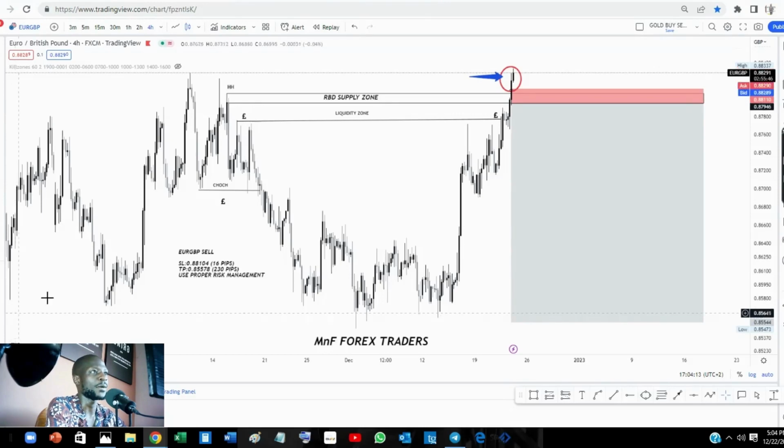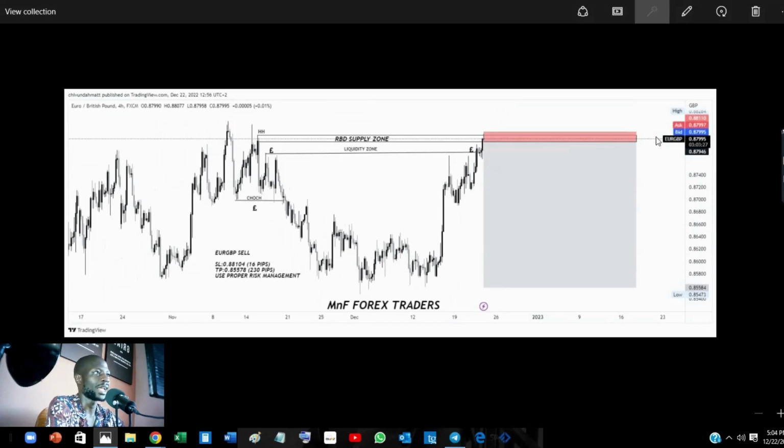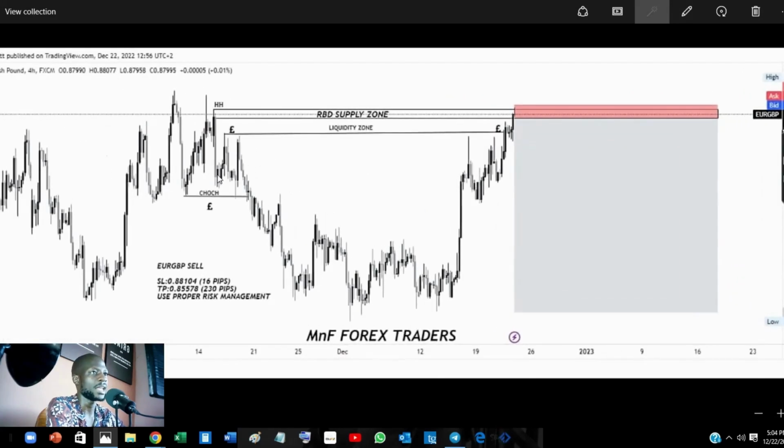All right, so let me just show you the trade before all that happened right here. So you can clearly see that this was the trade that we looked at before all that happened, right? At this level here, we had a nice rally-based drop supply zone, of course, in the direction of the major trade, which was down. We had a rally base and a drop supply zone.